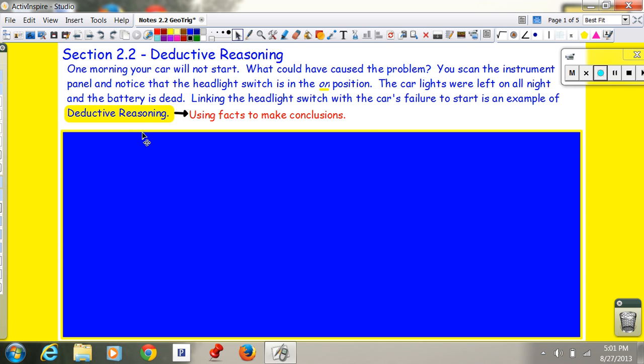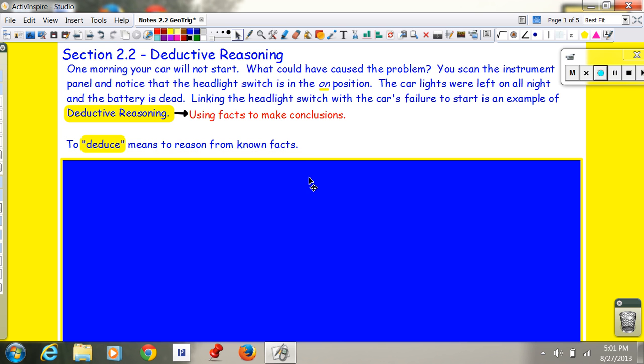Okay, so you might want to write that part down. I wouldn't write this whole paragraph up here. You might want to write down what to deduce means. To deduce was where we get the word deductive from. Deduce means to reason from known facts. In other words, make your conclusions based on facts only.